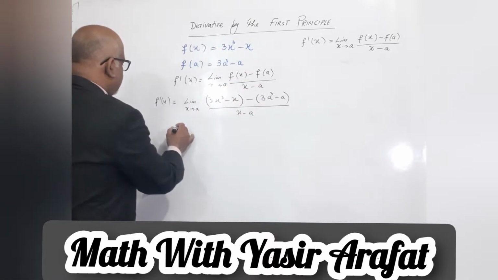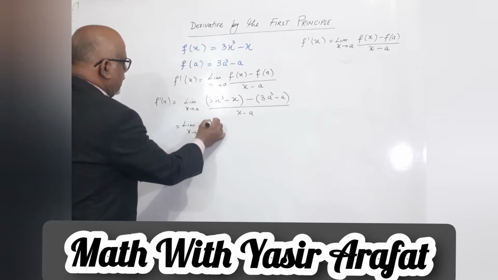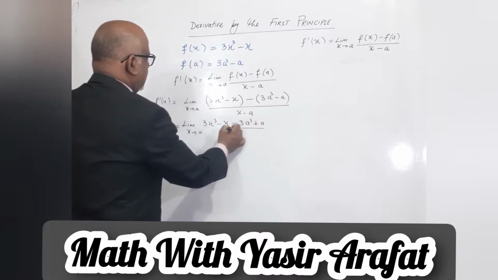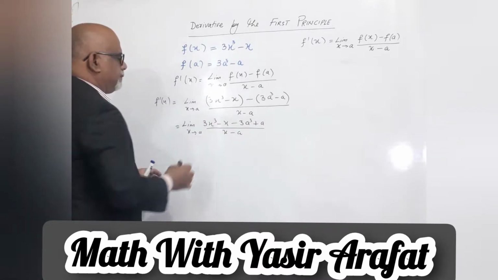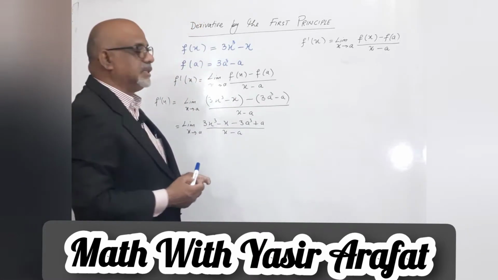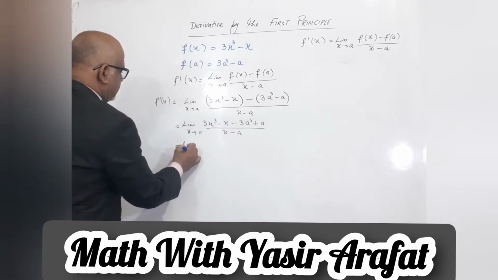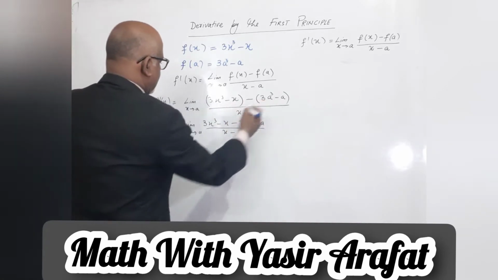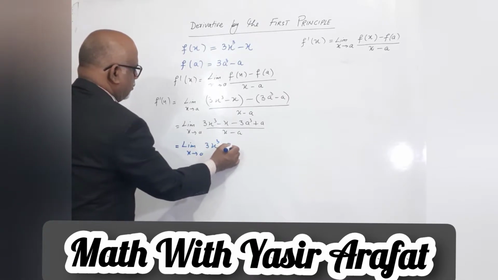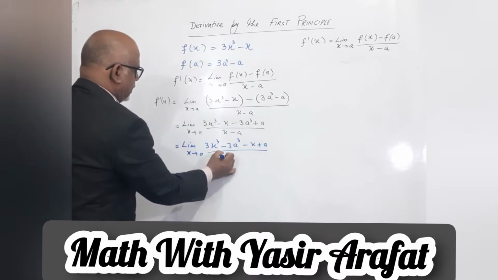Now we have to open the bracket with the negative sign: 3x cubed minus x minus 3a cubed plus a, divided by x minus a. Remember that first we have to simplify the question and then we have to apply the limit. So we have to rearrange this. Just open the bracket with the negative sign. Now we are going to rearrange them: 3x cubed minus 3a cubed minus x plus a, whole divided by x minus a.